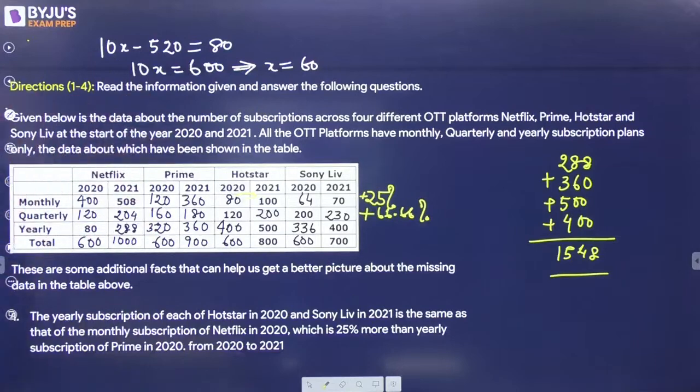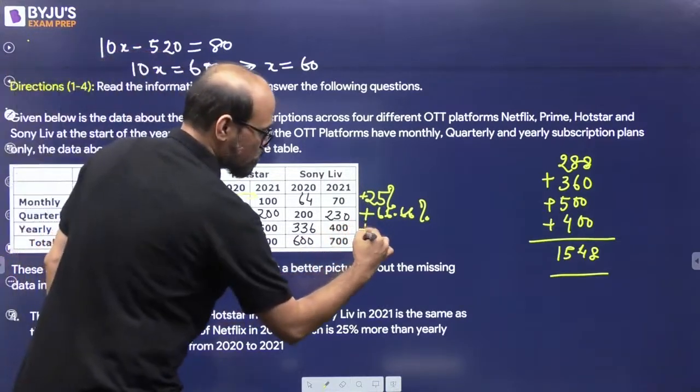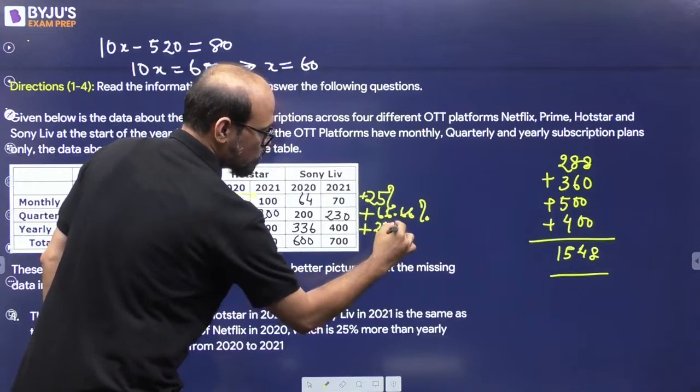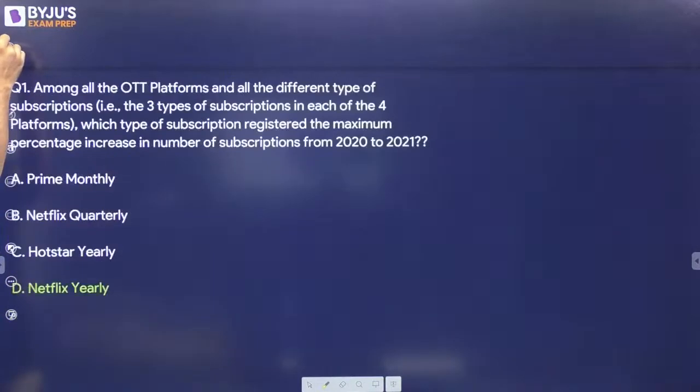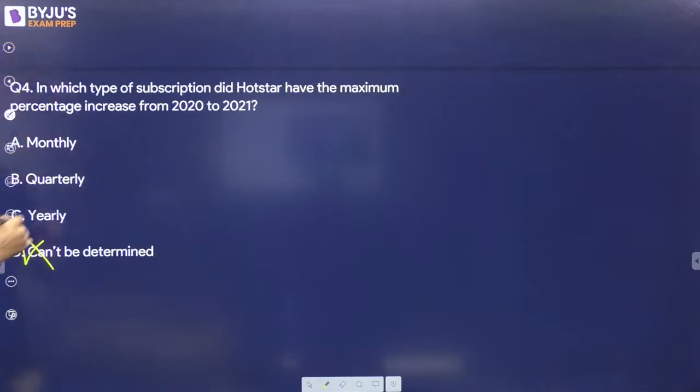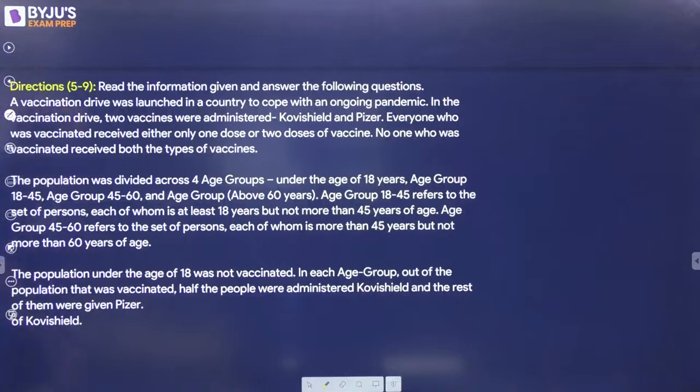Yearly, it is 400 to 500, which is the same as saying 80 to 100, because it is also 25%. So this is also an increase of 25%. So that's what we have. We can see very clearly that quarterly's percentage change is the highest, while monthly and yearly are going to be the same for Hotstar. So we have B as our answer. Right? A very easy set that was.